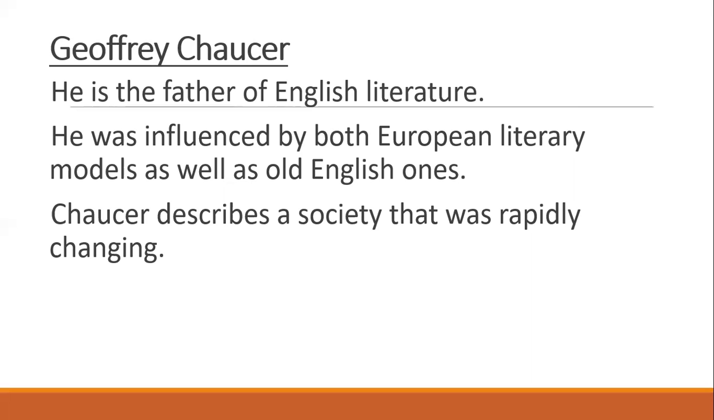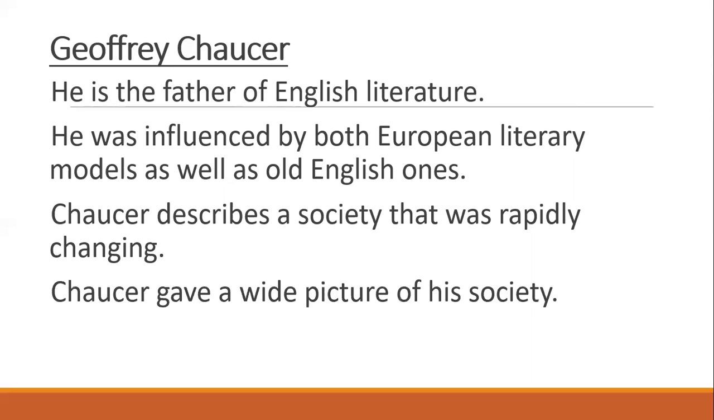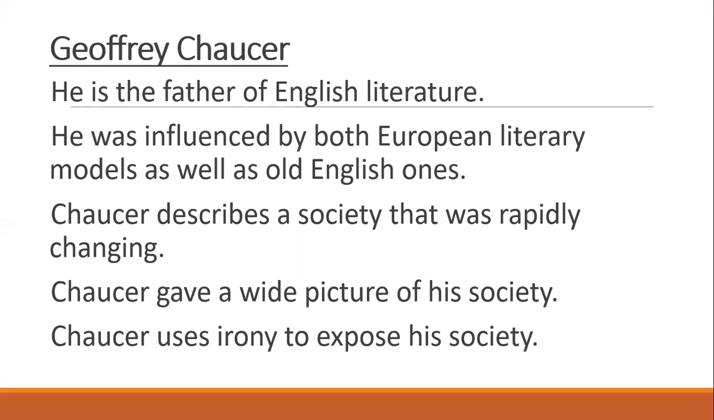So he described a society that was rapidly changing because, as we said, English society was moving towards settling down and having its own identity. Chaucer gave a wide picture of his society because he talked about different people. He discussed some aspects of the society that no one before talked about. We will see how in a second. And he uses something called irony to expose his society.